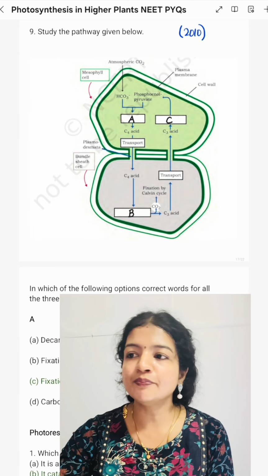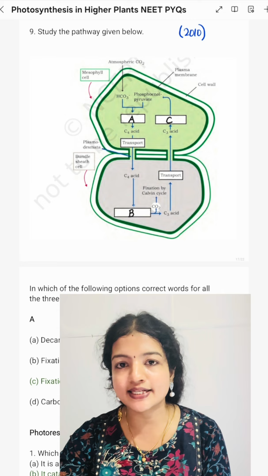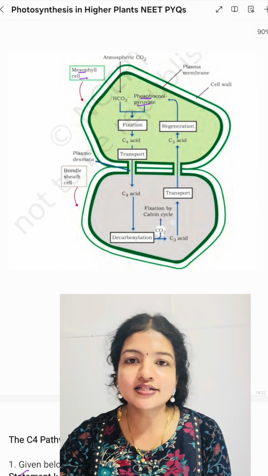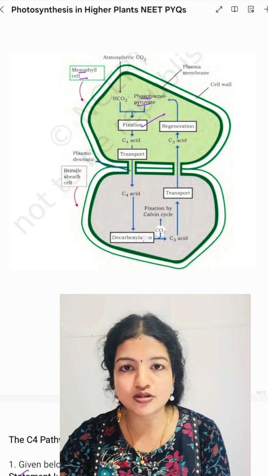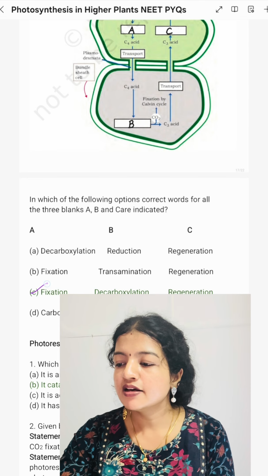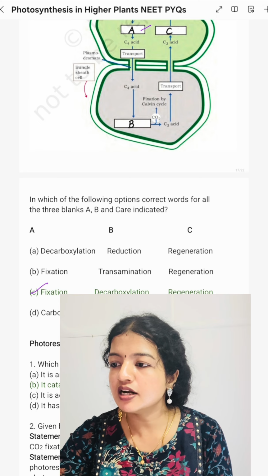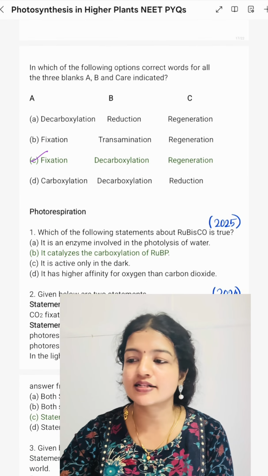Then ninth question, studying the pathway given below. They have asked what A, B, C are in the Hatch and Slack pathway. So in the Hatch and Slack pathway, A is fixation, B is decarboxylation, C is regeneration. So option C, fixation, decarboxylation, regeneration. Option C is the correct answer.